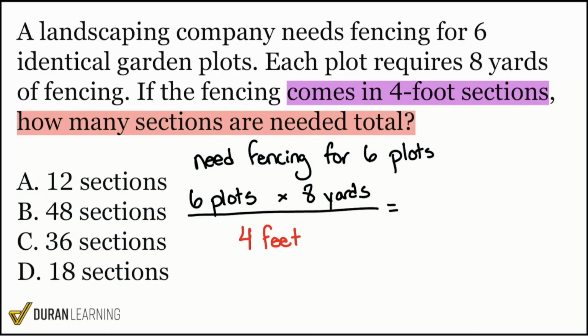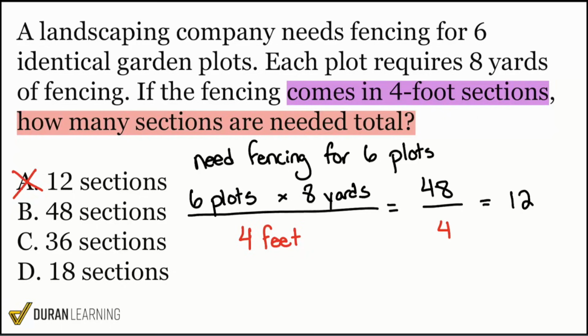6 times 8. If you rush on this, you're going to get 48, which is correct. 6 times 8 is 48. And then, everybody, 48 divided by 4. What is that going to give us again? Yeah, that'll give us 12. But here's the problem. The problem is that 12 is the wrong answer. 12 is incorrect.